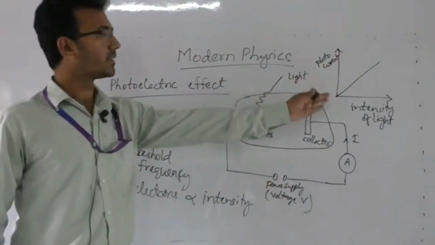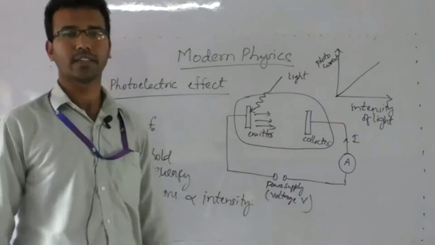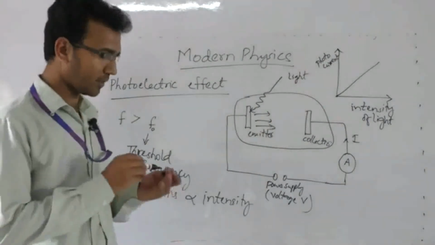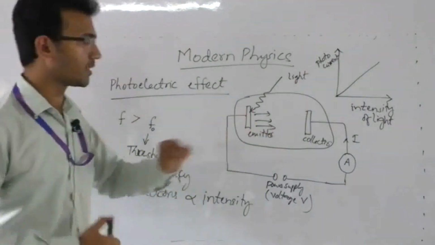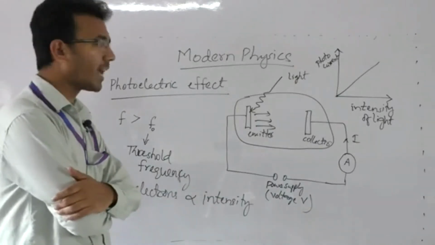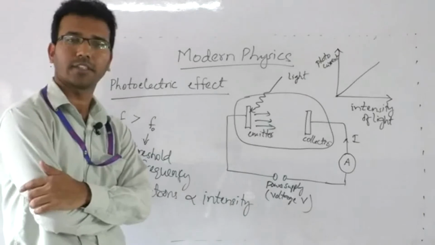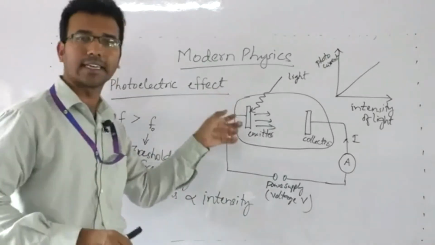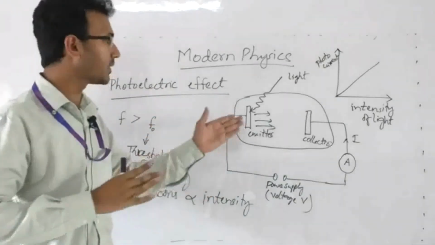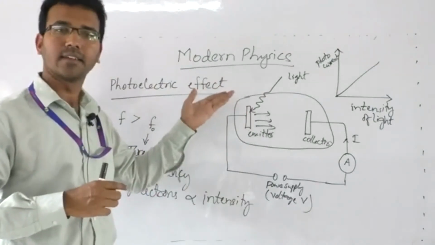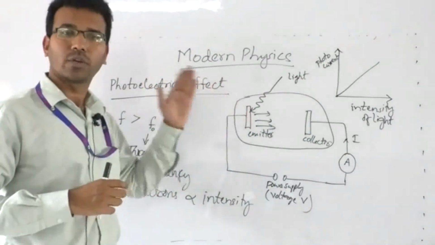So the photocurrent is linearly proportional to the intensity of light. This was observed. So these were the experimental results they have observed. Now classically, classical physics predicts that if you increase the intensity, then energy should increase. Once the energy is increased, electrons should come out.